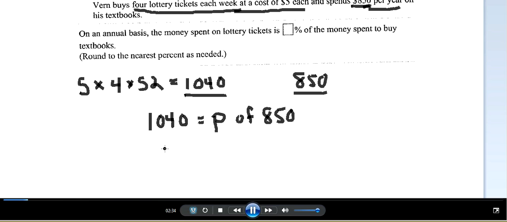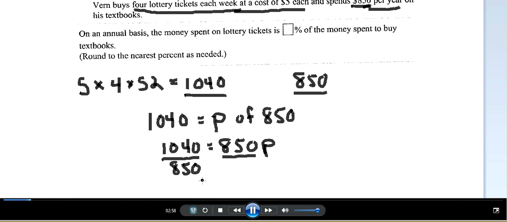Okay, if I rewrote this, it would be 1040 equals 850 times P for percent. You can make that P any letter you want. I like to designate it as whatever it is I'm talking about. So in this case, I'm going to divide both sides by 850. And P equals, like this, our little algebra here from pre-algebra. So I've got P equals, and this ratio here becomes 1.22.